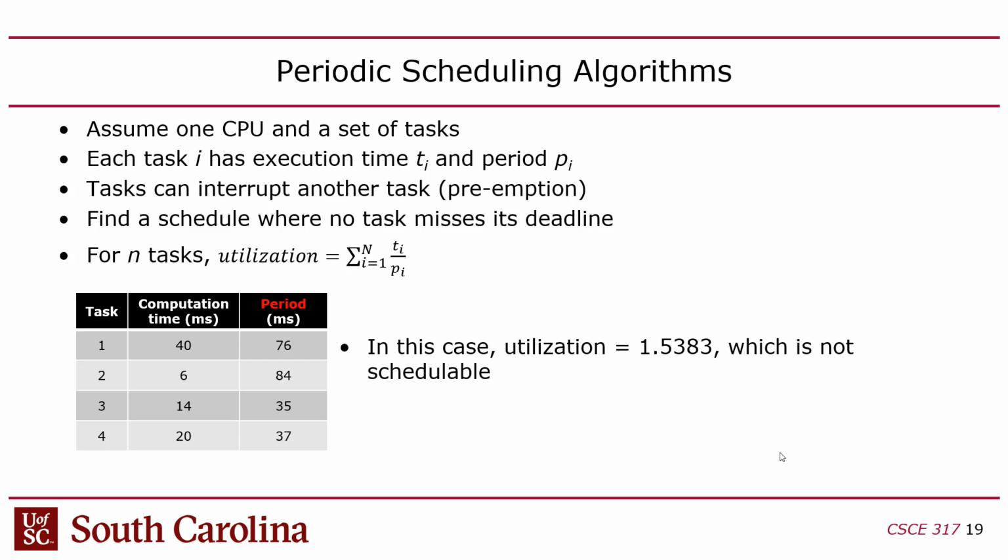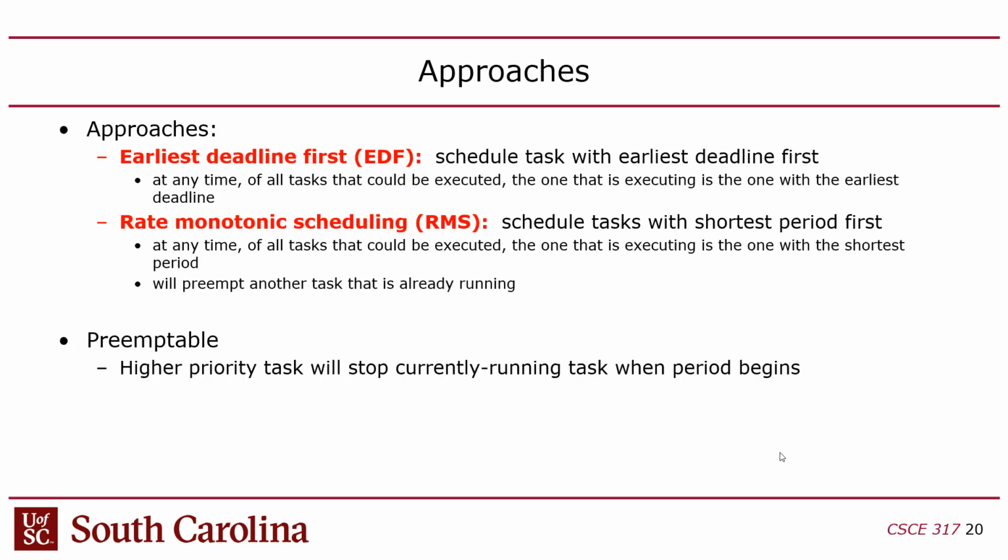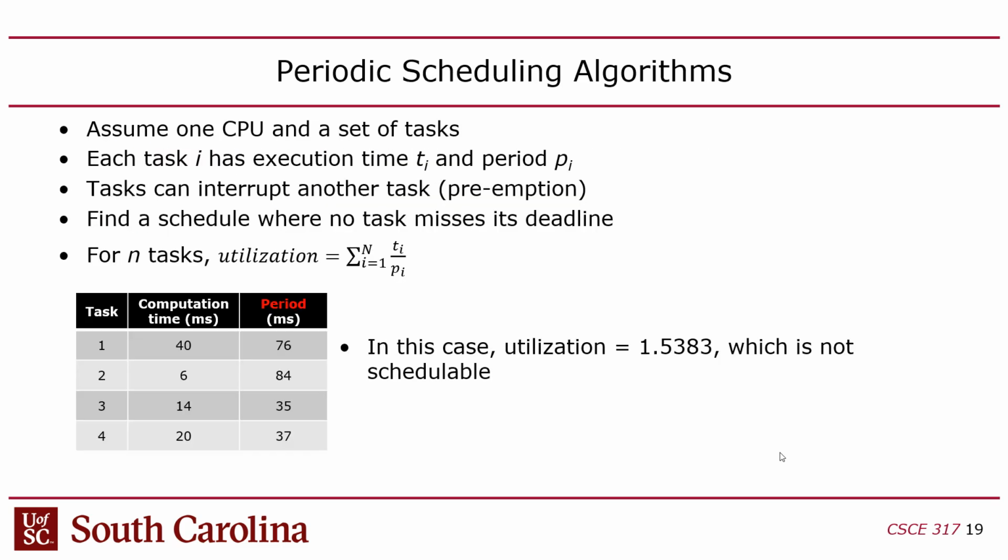So in this case, if I look at this, I'm saying, well, 40 out of 76, 6 out of 84, 14 out of 35, 20 out of 37 looks reasonable to me. I don't see a problem with that. I mean, look, these are pretty sparse. But if you calculate the utilization, which is the sum of the times over the periods, it turns out that this is way overcommitted. The utilization is 1.53. So there's no way you could schedule these. It's impossible, right? But obviously, if the utilization is less than 1, then it may be possible.